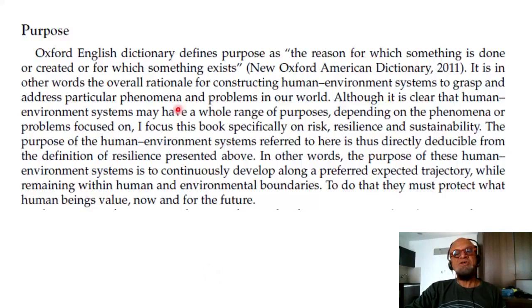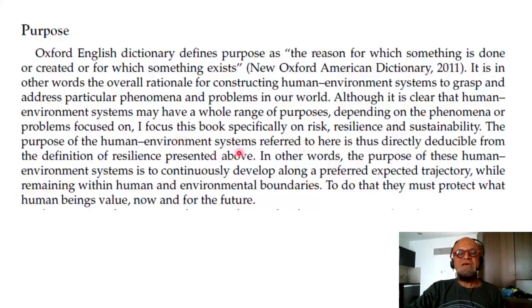The Oxford English Dictionary defines purpose as the reason for which something is done or created, or for which something exists. It's, in other words, the overall rationale for constructing human environment systems to grasp and address particular phenomena and problems in our world. Although it is clear that human environment systems may have a whole range of purposes depending on the phenomena or problems focused on, I focus this book specifically on risk, resilience, and sustainability.